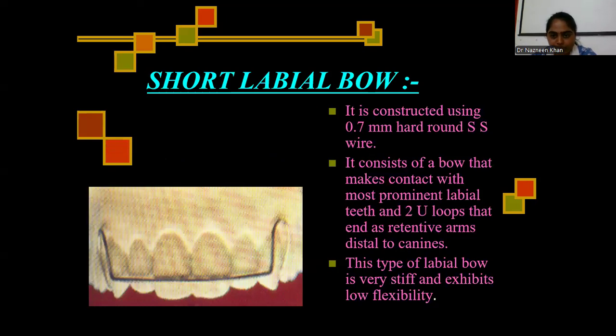This is the short labial bow. Construction uses 0.7 mm hard round stainless steel wire. It consists of a bow that makes contact with the most prominent labial tip and two U-loops that end in the retentive arm distal to the canine. This type of labial bow is very stiff and exhibits low flexibility.